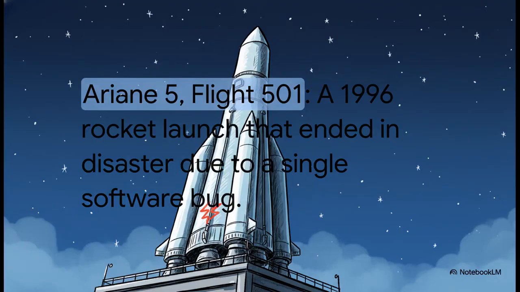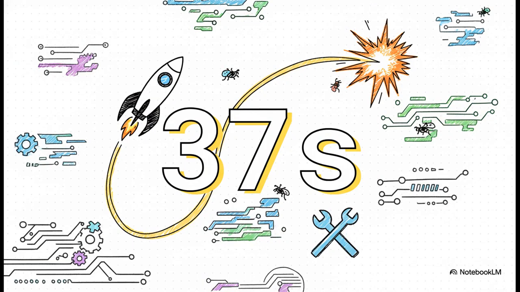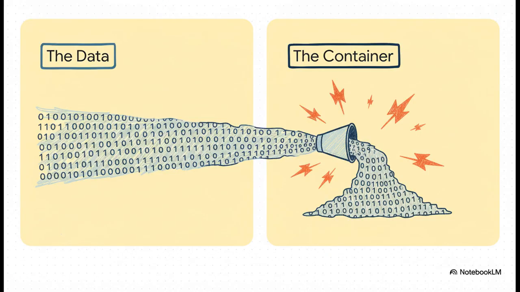Back on June 4th, 1996, the European Space Agency launched its shiny new rocket, the Ariane 5. This thing was a multi-billion-dollar project, a whole decade in the making. 37 seconds, that's it. Just 37 seconds after liftoff, the rocket veered way off course, and then it self-destructed in a massive fireball. And the cause wasn't a bad engine or a fuel leak. It was a single, uncaught software bug. So what on earth happened?